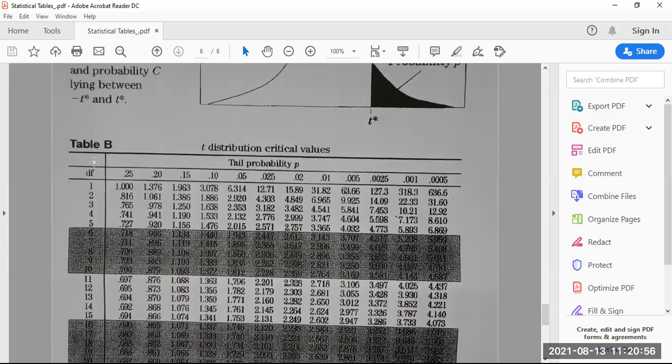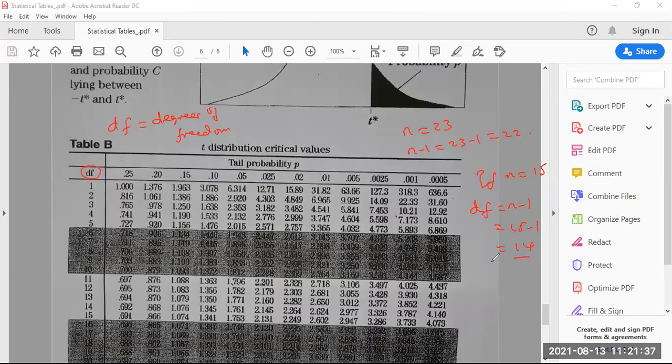So the first column here is what we call DF. DF means degrees of freedom. If the sample size, for instance, n is equal to 23, then the degrees of freedom are given as n minus 1, so 23 minus 1, that will be 22. If n is equal to 15, then the degrees of freedom df will be n minus 1, which is 15 minus 1, which is 14.